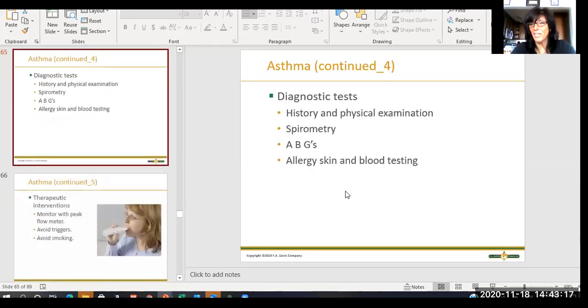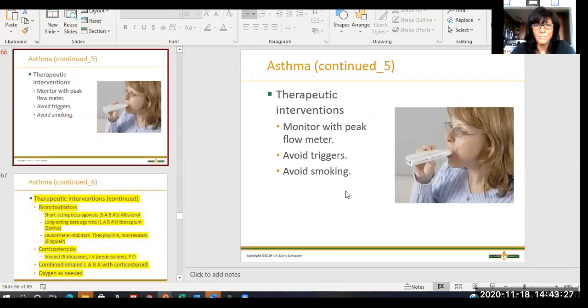Diagnostic tests: ABGs are really the bomb because they will show us how much carbon dioxide is in the blood, how much oxygen, what the pH of the blood is doing, right? So with asthmatics, therapeutic interventions: avoid triggers, avoid smoking, don't get stressed out. Peak flow meters are given that help monitor how much air is coming in and out, right?